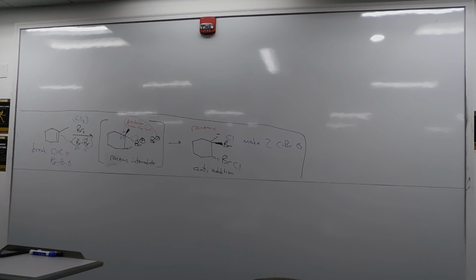But I'll show you iodine. So this is halogenation down here. This is called a halogenation reaction. We're adding X2. We're doing that in an anti fashion.